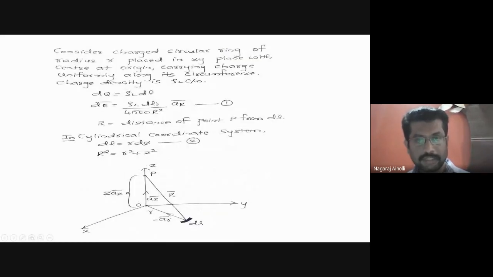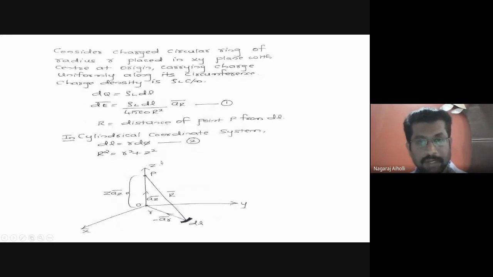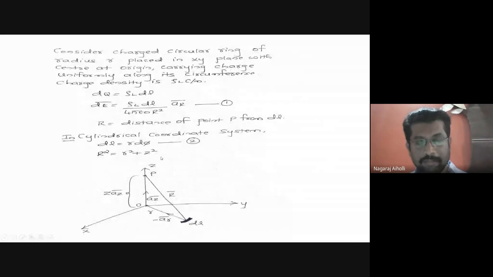Then substitute whatever we have got in the equation for dE bar. dE bar, what we had got, is rho L divided by 4 pi epsilon naught R square into a_R bar. So dE bar is rho L divided by 4 pi epsilon naught into capital R square. Capital R is this distance, root of r square plus z square, into what is remaining, unit vector a_R bar. Unit vector a_R bar is minus r a_r bar plus z a_z bar divided by square root of r square plus z square.